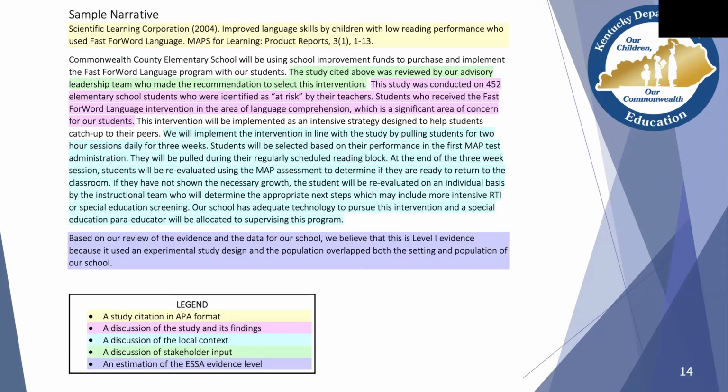So when I go back to this sample narrative, you'll notice that the legend tells you that, for instance, a study citation in APA format is in yellow, and it's done for you. The green, the next one that shows up, is that discussion of stakeholder input.